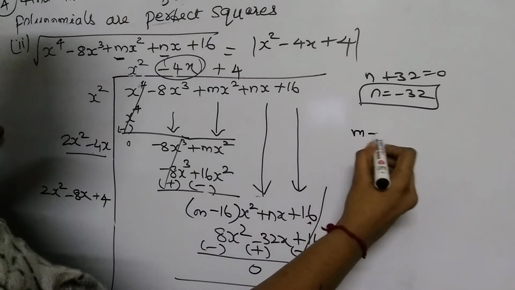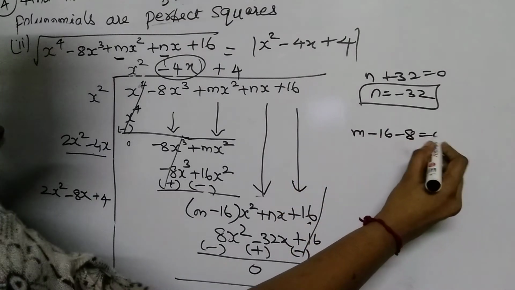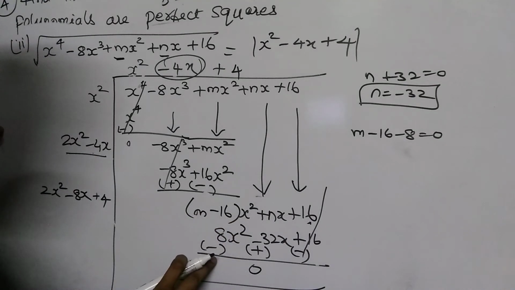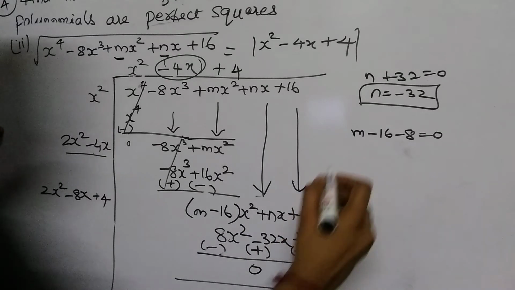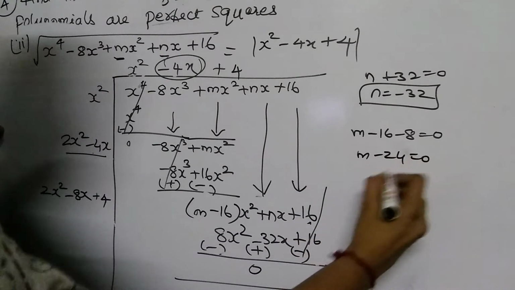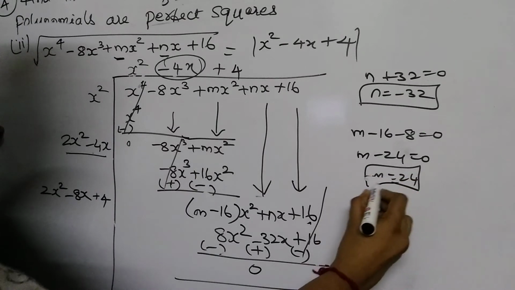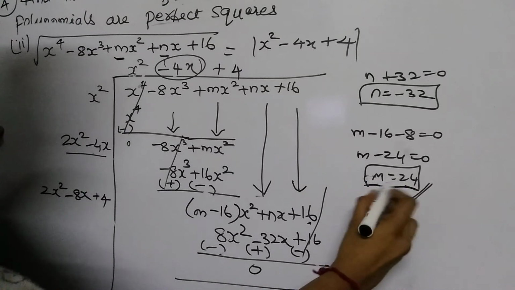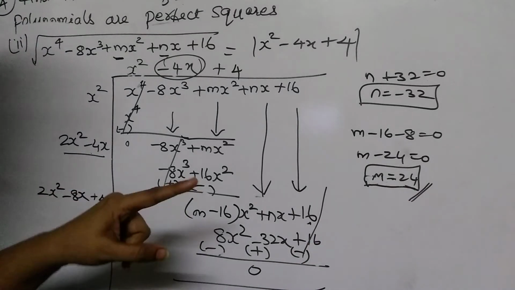Similarly, m minus 16 minus 8 equals 0. See the x square term: here you have m minus 16, and here you have minus 8, that is the subtraction symbol, take it along with that. So m minus 16 minus 8 equals 0, and m minus 24 is 0, and your m is 24. This is what you have to find, m and n. So m is 24 and n is minus 32.